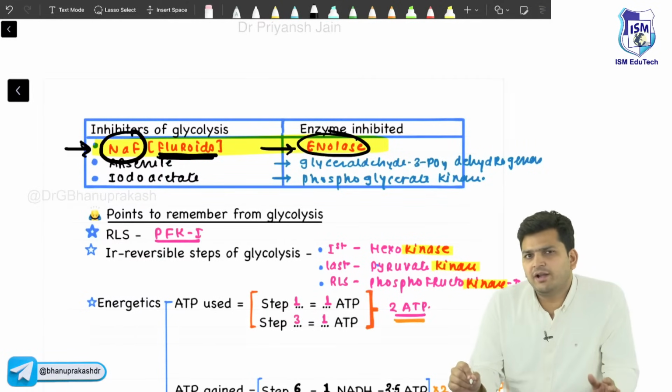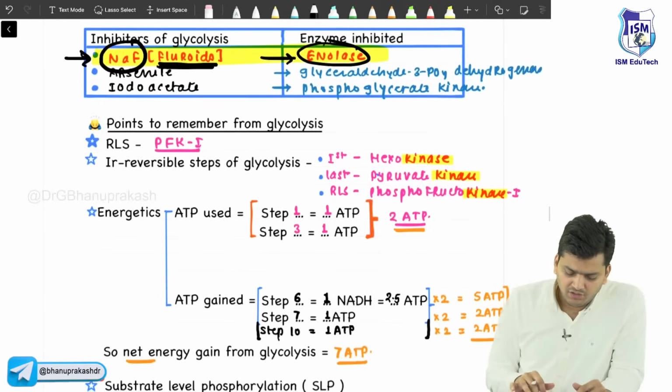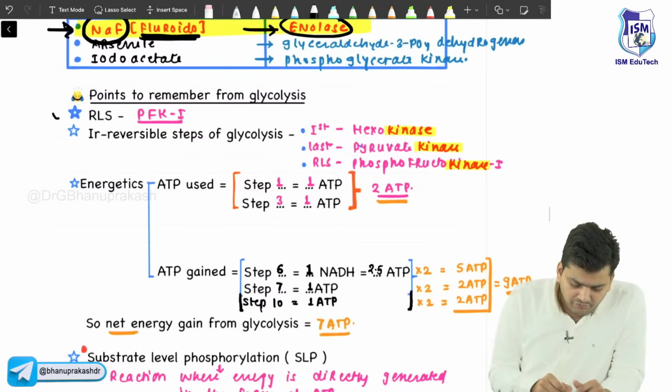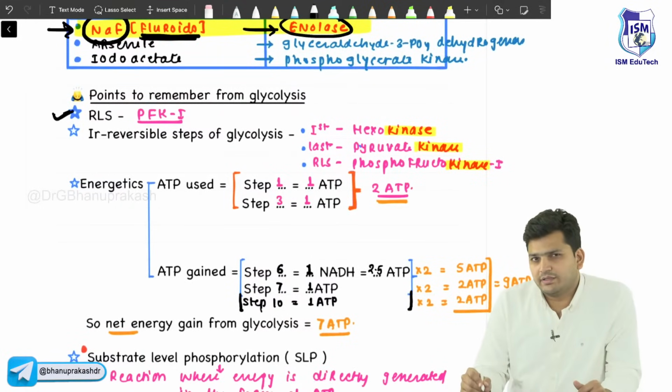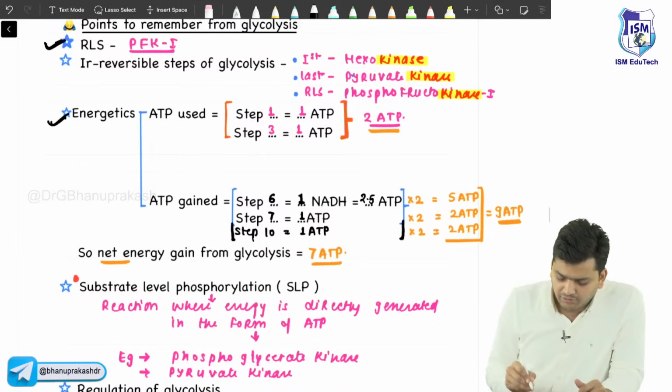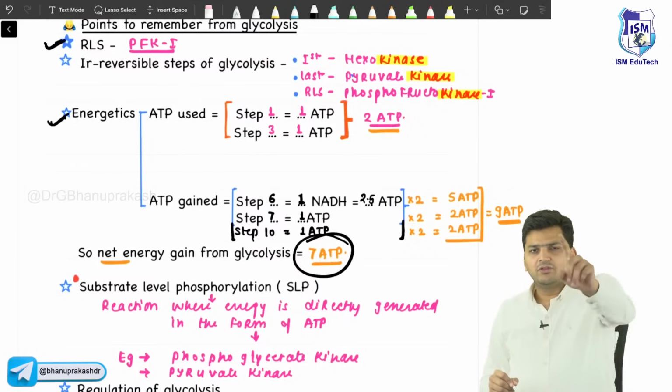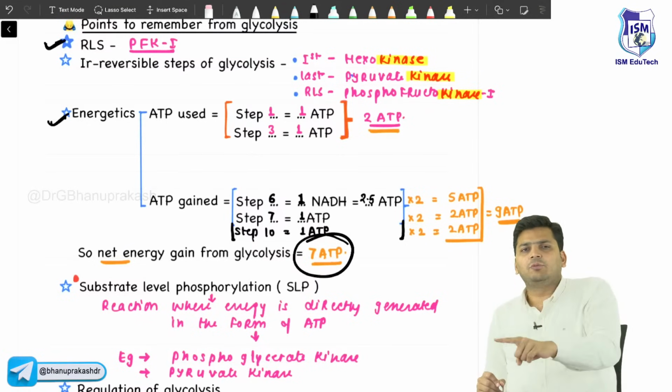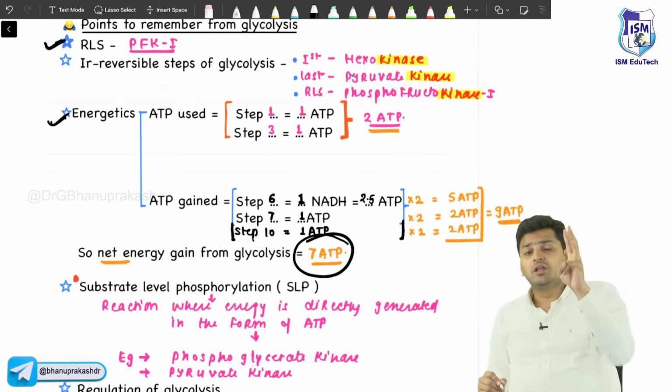Sodium fluoride or fluorides will inhibit the enolase. What is the rate limiting step of glycolysis? Phosphofructokinase, PFK1. How much energy are we going to generate from glycolysis? 7 ATP. So, glycolysis occurs where? Cytoplasm. Rate limiting enzyme? PFK1.